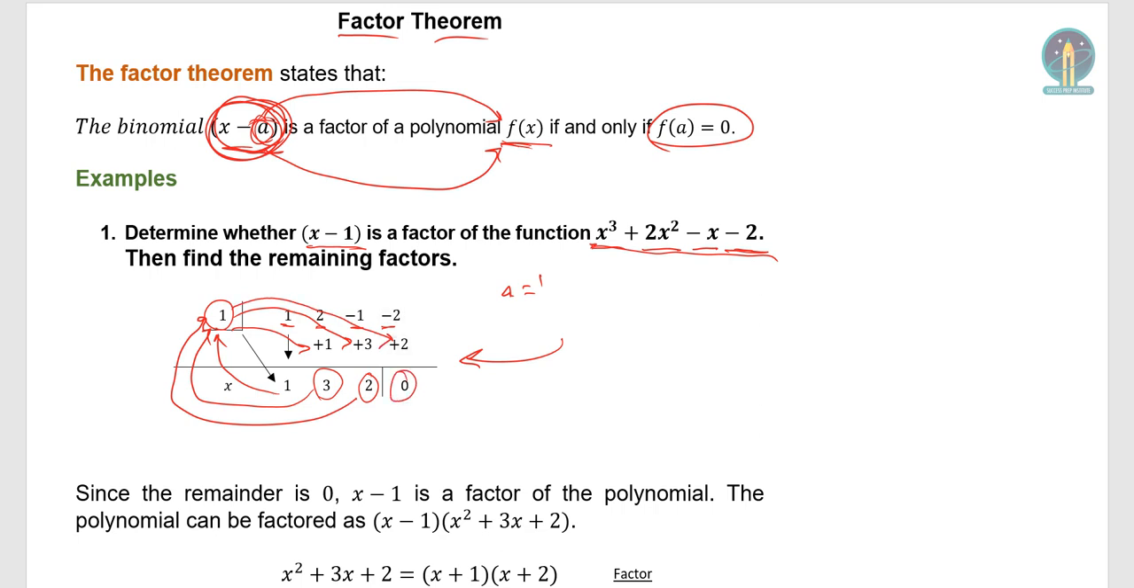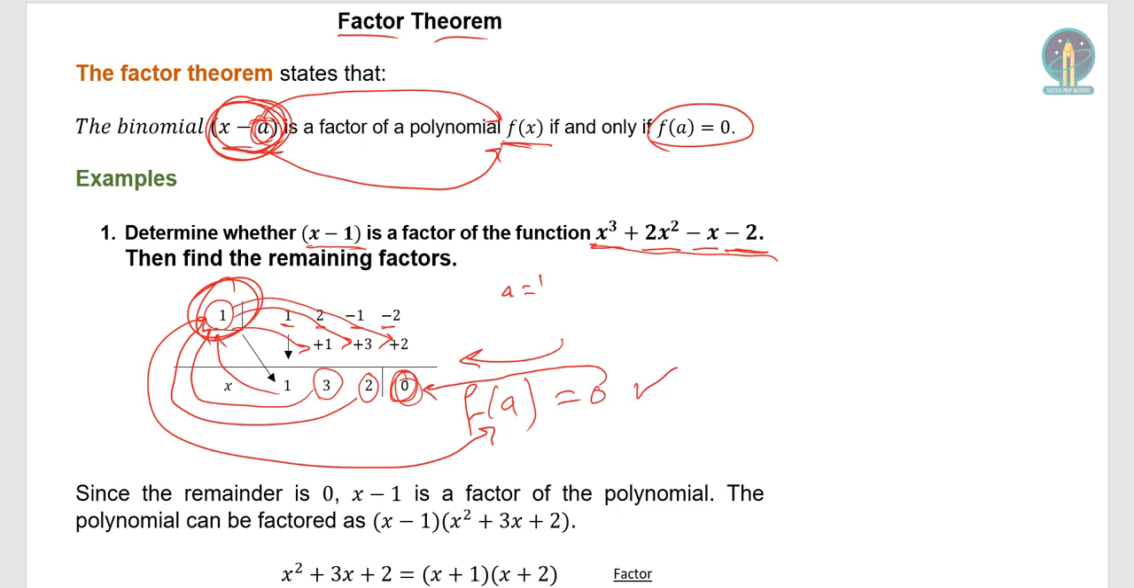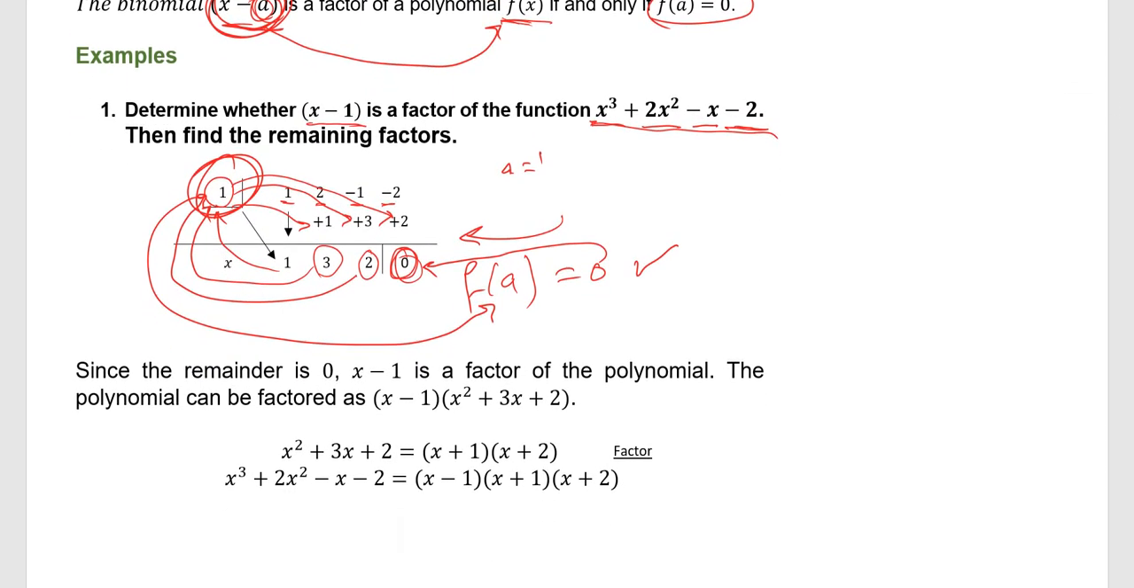Okay? So we know that the remainder here from the synthetic substitution process is essentially the same as calculating f of a, which is the value that's here. So f of a is equal to this number, this remainder. So since it is equal to 0, that means that x minus 1 is a factor of this polynomial.